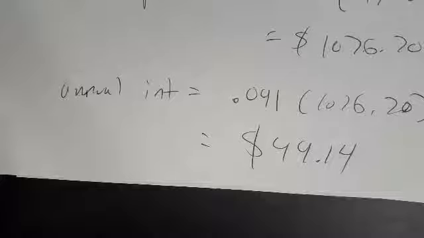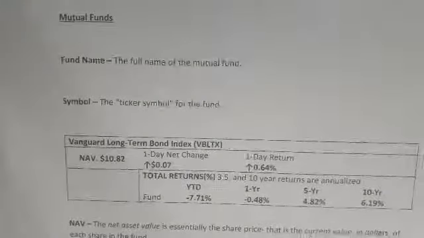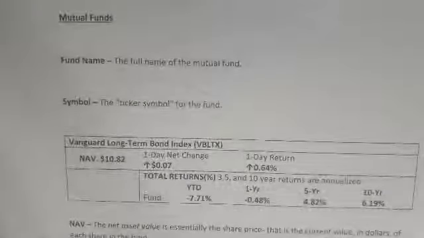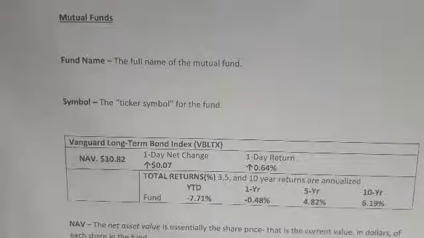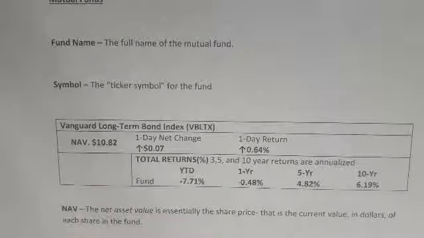So we talked about stocks and bonds. There's one last thing we have to talk about, which is mutual funds and what their little tickers look like. For mutual funds, we have the fund name. Can't spell fund without F-U-N. This is the full name of the mutual fund, so Vanguard Long-Term Bond Index is the full name of this one. The ticker symbol is VBLTX.